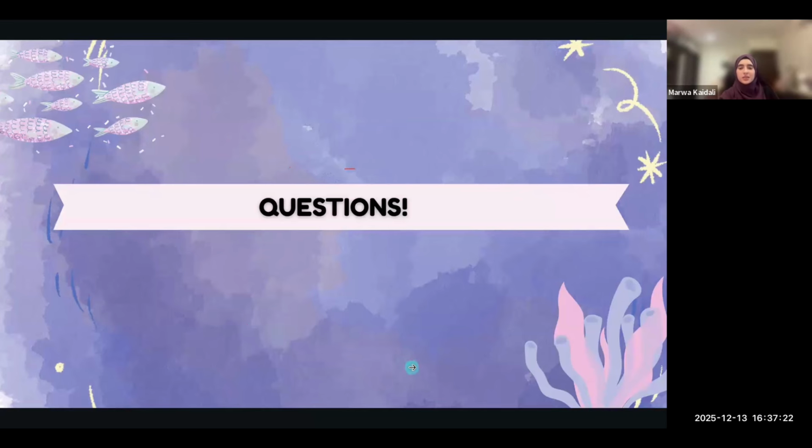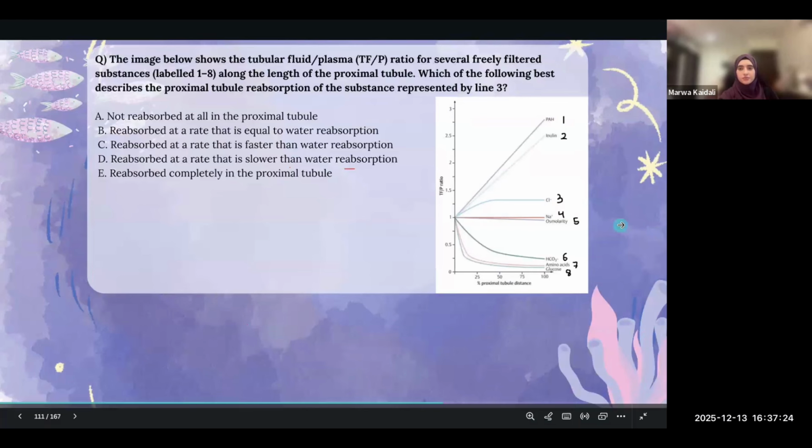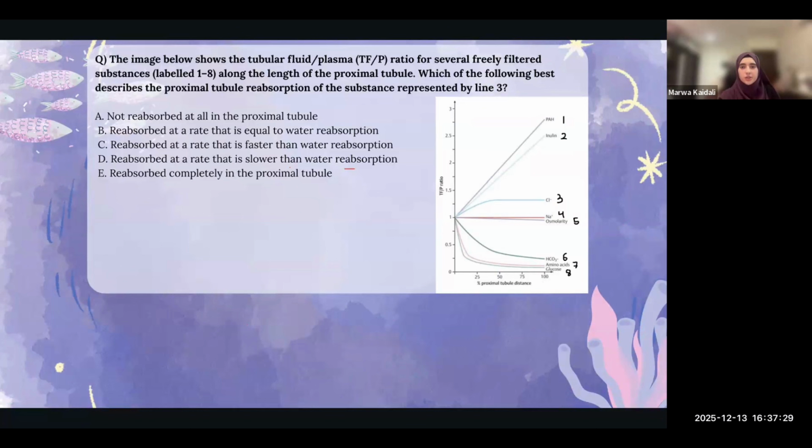Okay. So Bismillah, first question. The image below shows the tubular fluid over the plasma ratio for several freely filtered substances along the length of the proximal tubule. Which of the following best describes the proximal tubule reabsorption of the substance represented by line 3?